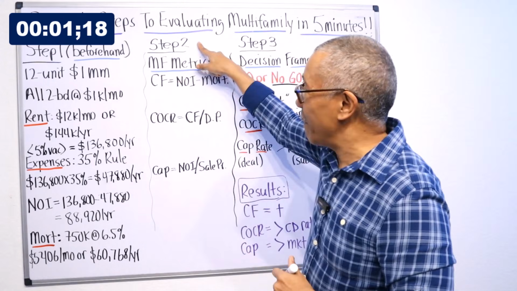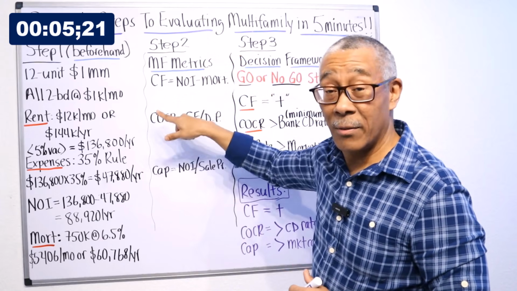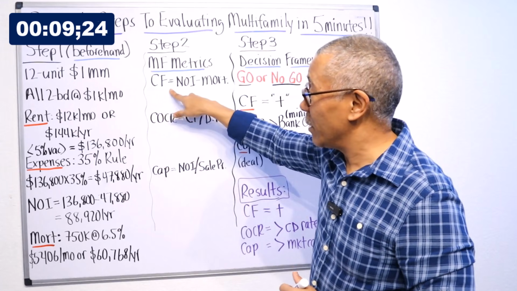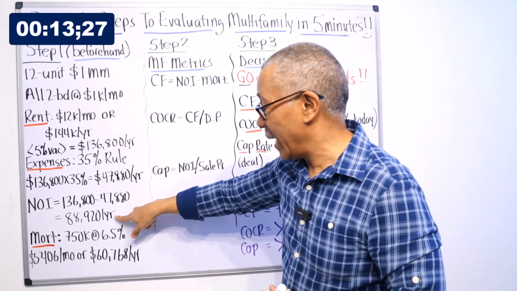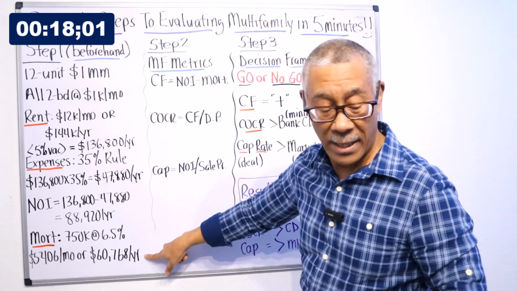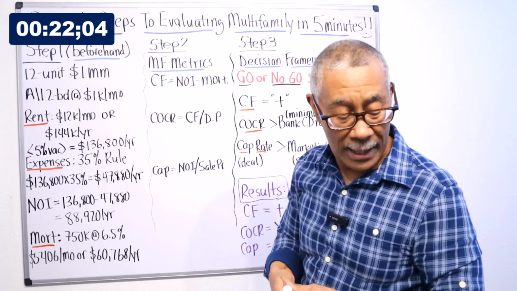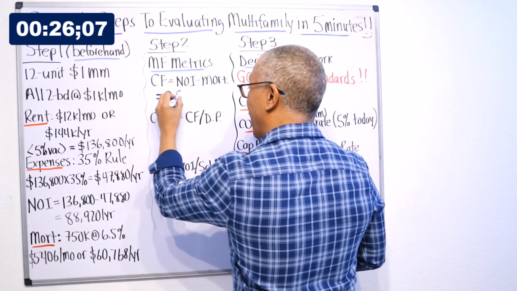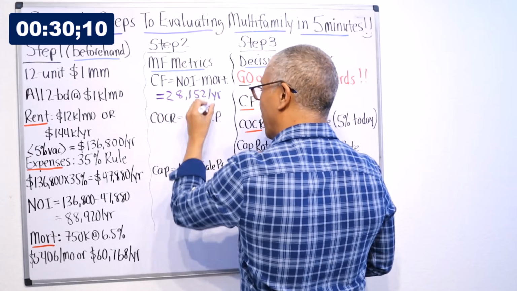All right. So step two is to calculate your multifamily metrics. That is cash flow, cash on cash return, and cap rate. Okay, cash flow, I put the definition here, is your net operating income of $88,920 minus your mortgage payments of $60,768. And my calculator here, that is $28,152. Okay, so pardon my back here. $28,152 per year. Okay, we got that.